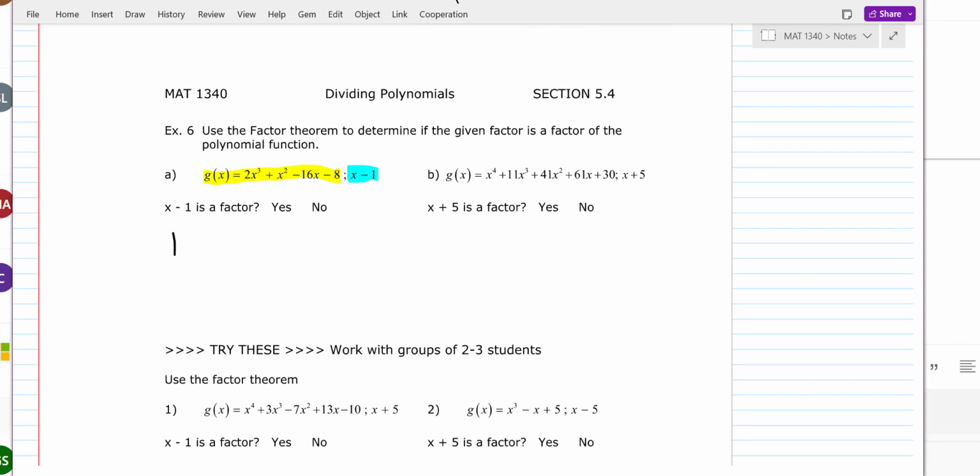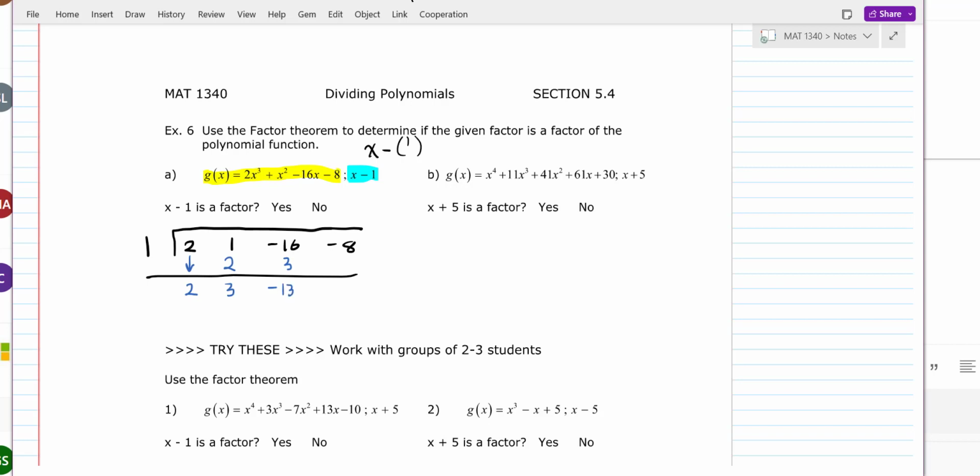So again, we just do synthetic division. So we'll have 2, 1, negative 16, and negative 8 as our coefficients. And again, we just use 1 because that is the form x minus something. Okay, so we're going to check and see what the remainder is. All right, so I bring down the 2, multiply the column to get 2, add the column to get 3, 1 times 3 is 3, add the column to get negative 13. This isn't looking good. 1 times negative 13 is negative 13.